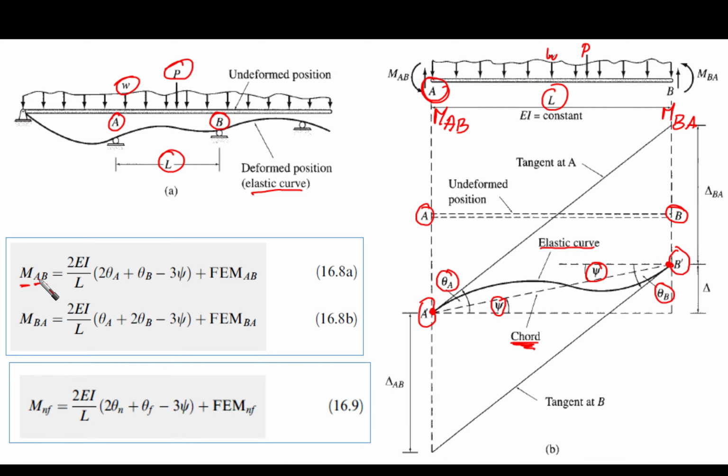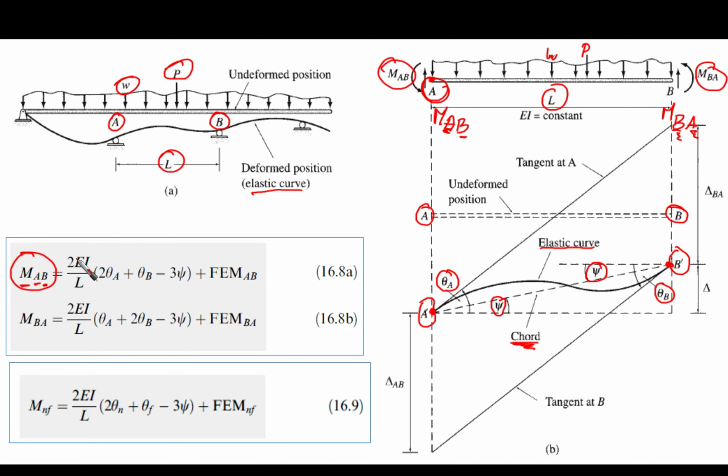So MAB, if we are talking about the moment at point A, is the near moment at point A. We say that it is the moment that is near to A and far from B. This is the meaning of MAB. Similarly here, whenever we say MBA, it means the moment that is near to B and far from A. That's the meaning of the annotation. So whenever we say MAB, it means this moment at point A.